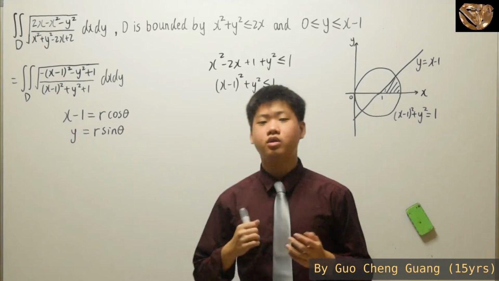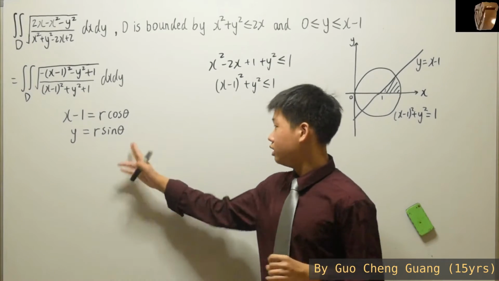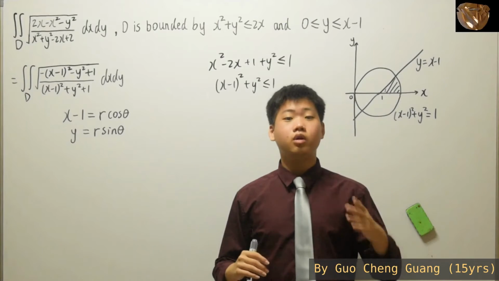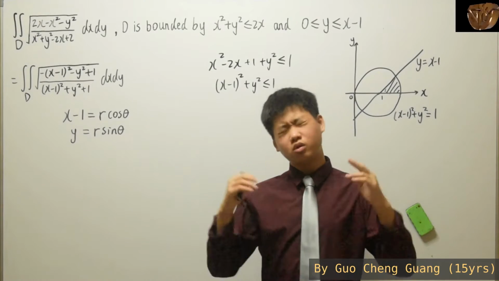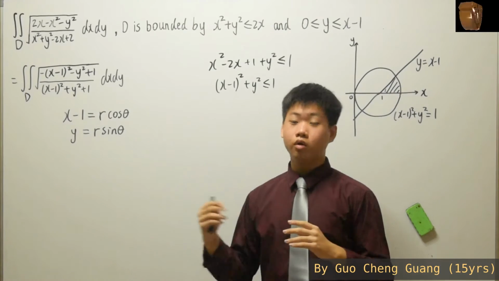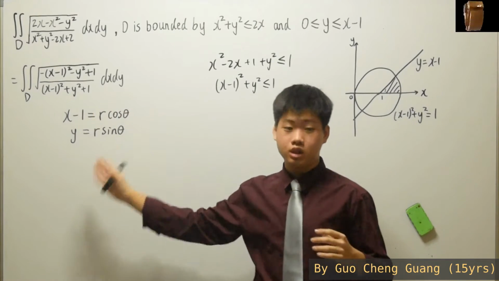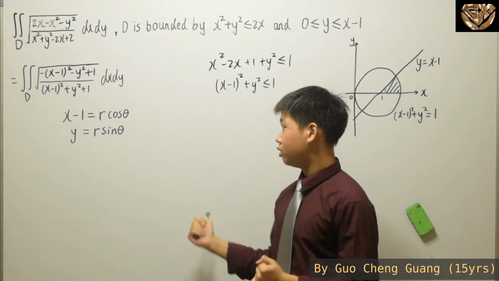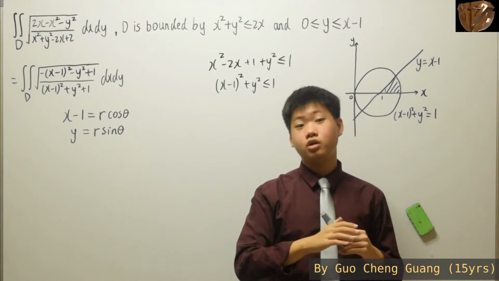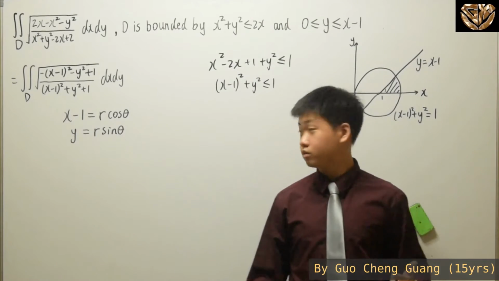Right, so what's so special about this kind of polar coordinates? In this set of polar coordinates, you will directly take your so-called new origin, or basically the center of your circle, to be 1, 0. Alright? Okay, so how about let's try to substitute in your new values.